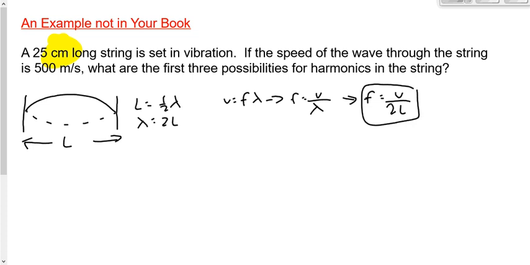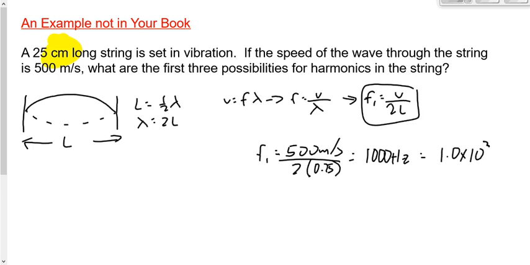So let's get that first harmonic. Let's get F1. F1 is equal to V, which is 500 meters per second, divided by 2 times the length of the string, which is 0.25 meters. So 500 divided by 0.5 gives me a frequency of 1,000, I think, isn't it? Which we would technically round to 1.0 times 10 to the 3 hertz. There's the first harmonic. There's the first sound that we would hear.